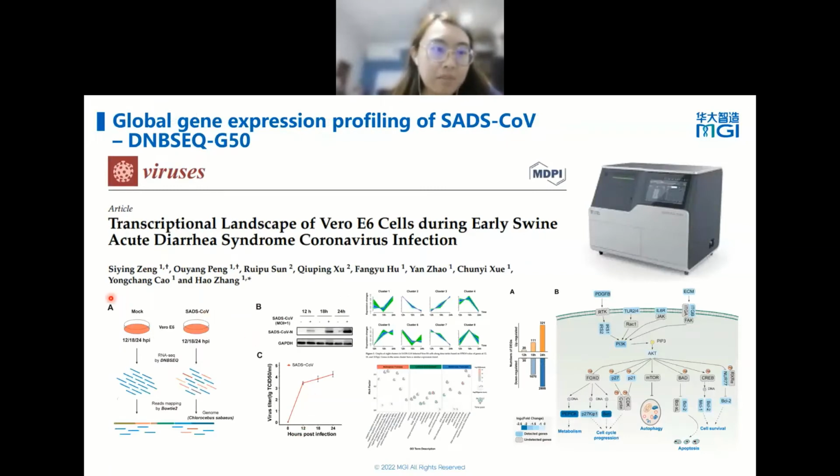Another popular example, I would say, is in the infectious disease landscape. This is a study based on the global gene expression profiling of a virus affecting swine, the animal pig. Basically, they took a non-infected sample and an infected sample, and then sampled at different time points for the experiment.